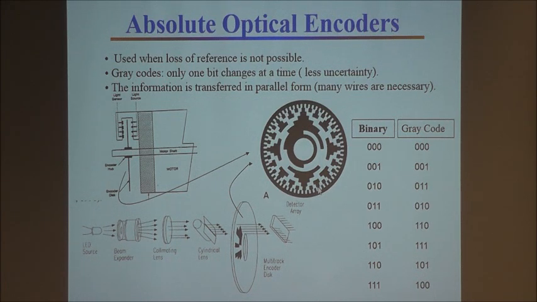You have a light source, a beam expander, and a collimating lens putting all the beams together, sending them into a cylindrical lens, and then it runs through the encoder and is detected here. And then you code the binary and the gray code bits to be able to estimate the velocity of the shaft.